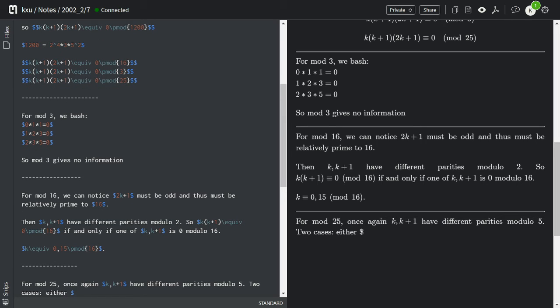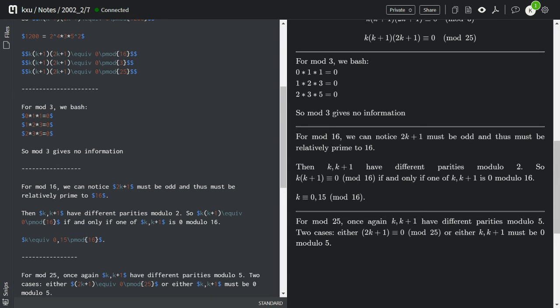Either 2k plus 1 is equivalent to 0 modulo 25, in which case we're done, or it's not equivalent, which means that either k or k plus 1 must be 0 modulo 5. And we don't say it's 0 modulo 25 because this doesn't exclude the case when 2k plus 1 is 0 mod 5 but not 0 mod 25. So we have to be careful here.